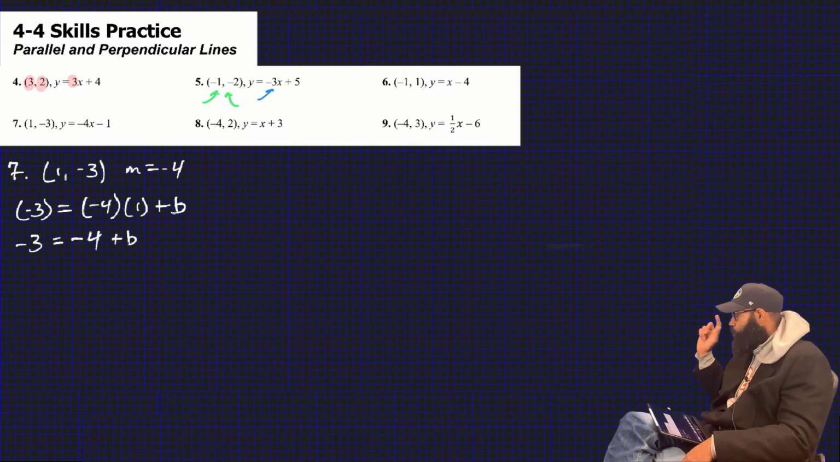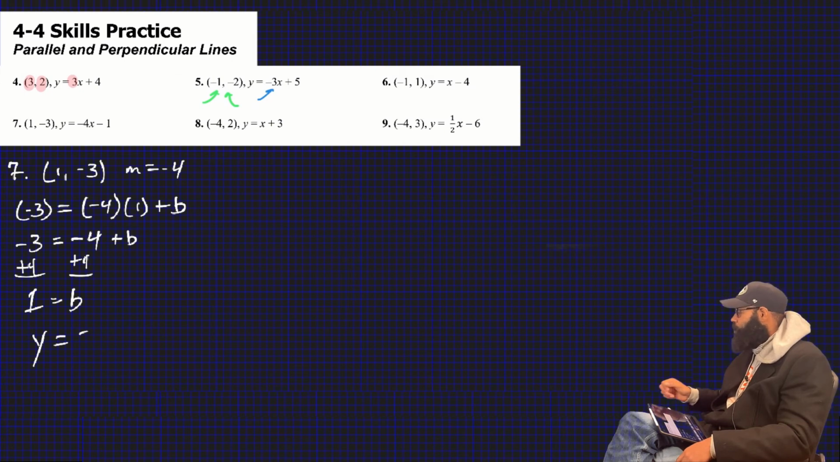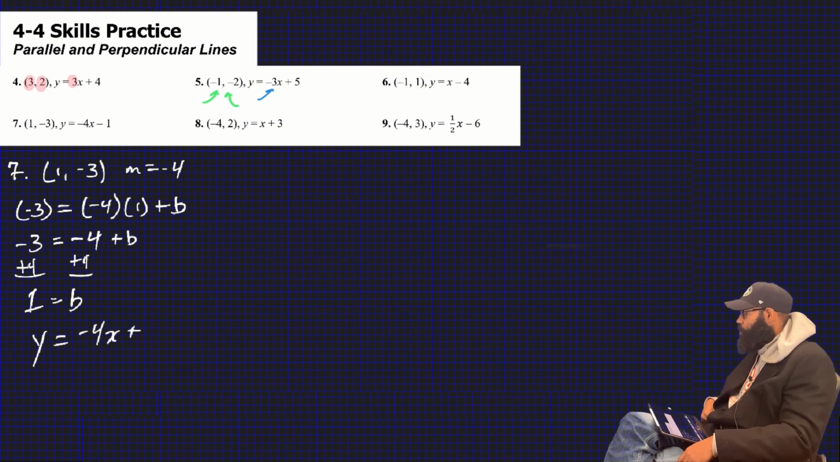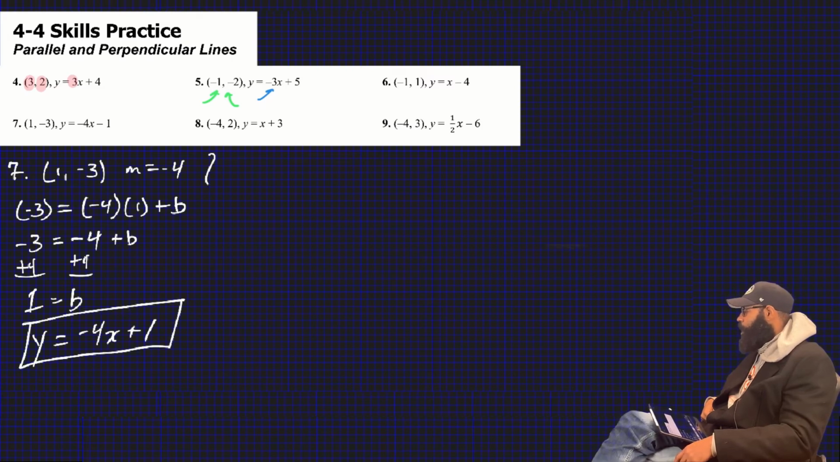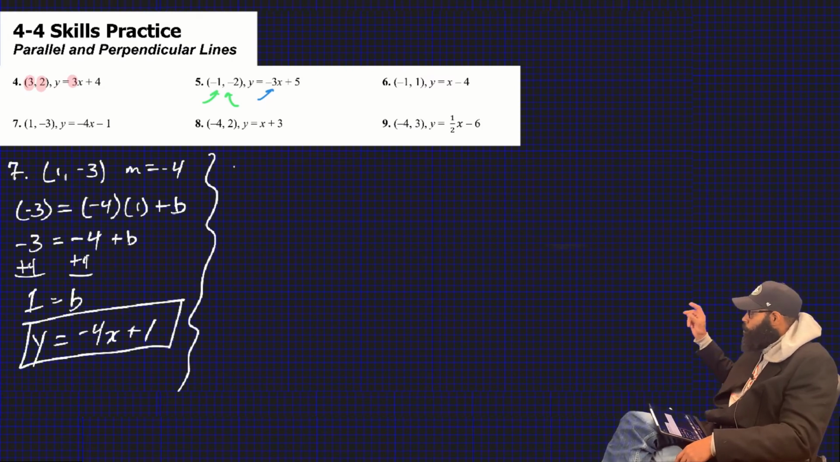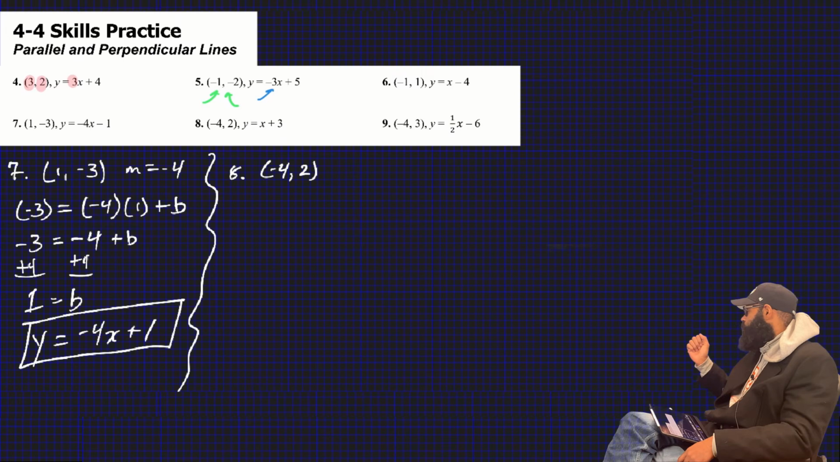Took the -4 from the coefficient of x. Went ahead and plugged in -3 for y. Plugged in -4 for my slope, and plugged in 1. Of course, negative times positive is negative, so I got -4. Added 4 to both sides, and got b is 1. Boom, bang, pow. Number 8, same thing. Looks like I got a coordinate point of -4, 2.